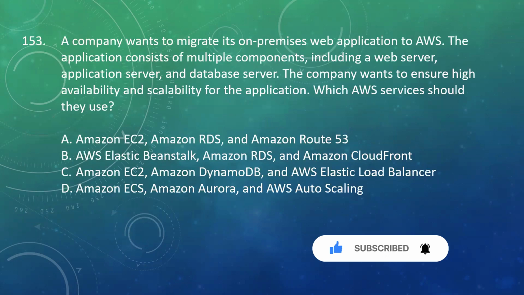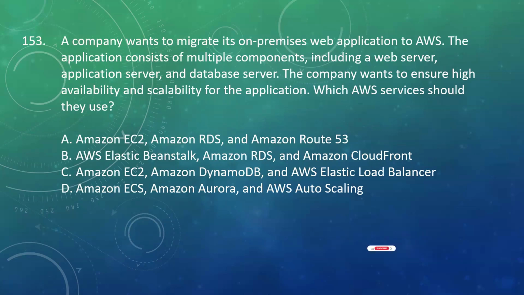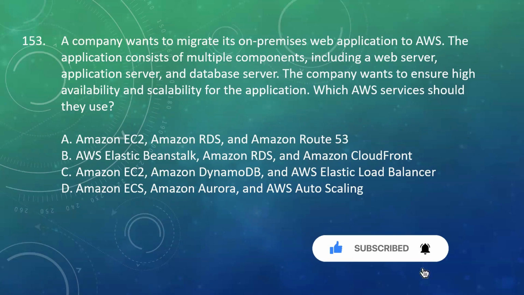Let's look at next question of the series. A company wants to migrate its on-premise web application to AWS. The application consists of multiple components, including a web server, application server, and database server. The company wants to ensure high availability and scalability for the application. Which AWS services should they use? Now, you are given a combination of different services and different options, and you need to tell which AWS services should the company use, and the requirements are given there.